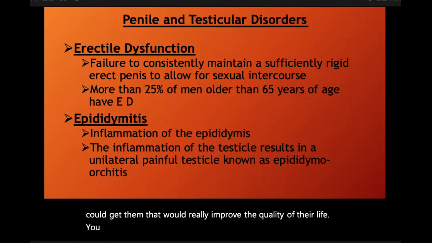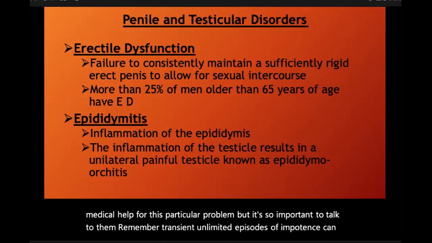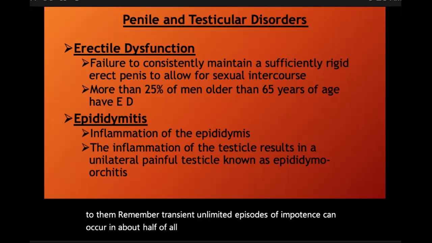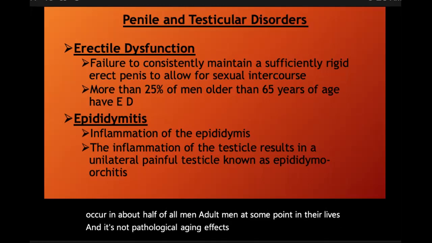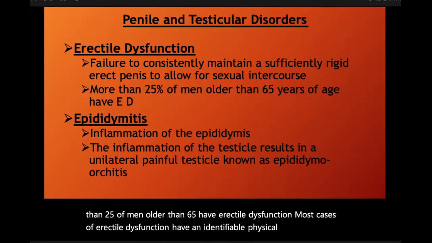So keep in mind, like I said, a lot of men are reluctant to seek medical help for this particular problem, but it's so important to talk to them. Remember, transient and limited episodes of impotence can occur in about half of all adult men at some point in their lives, and it's not pathological. Aging affects sexual functioning, and more than 25% of men older than 65 have erectile dysfunction. Most cases of erectile dysfunction have an identifiable physical as opposed to psychogenic cause.